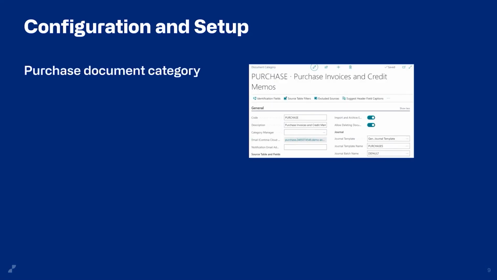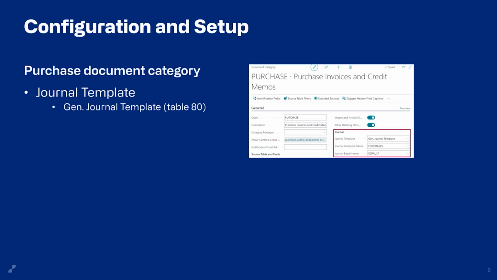It's time to look at the configuration setup. How do we prepare Document Capture and my Business Central for handling invoices and credit memos through a journal? So here we are. It all takes place in the purchase document category.